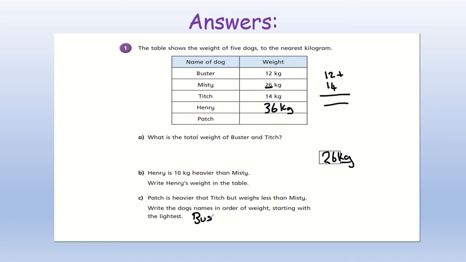So we would have Buster is our lightest at 12 kilograms. Then Titch, who is 14 kilograms. Then Patch, because it tells us she's heavier than Titch, but less than Misty. Then Misty, because Misty is 26, and we know that Henry was heavier than Misty. So there's the order: Buster, Titch, Patch, Misty and Henry. Did you get them right? Excellent work.